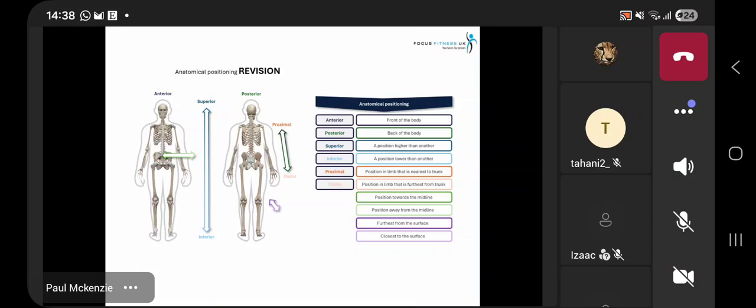Distant. Position towards the midline. Heel. Position away from the midline. Lateral. And then furthest from the surface. Deep and closest to the surface. Superficial. So again, these are terms that will be quite useful for you to know.